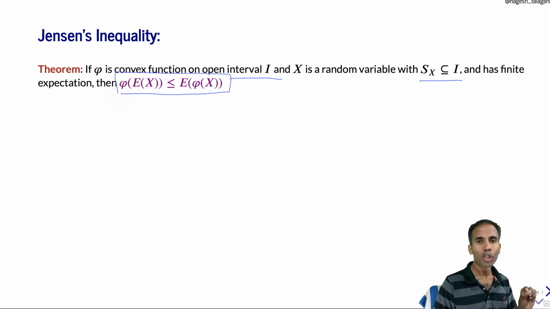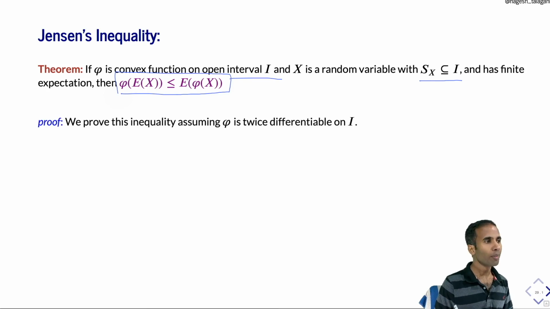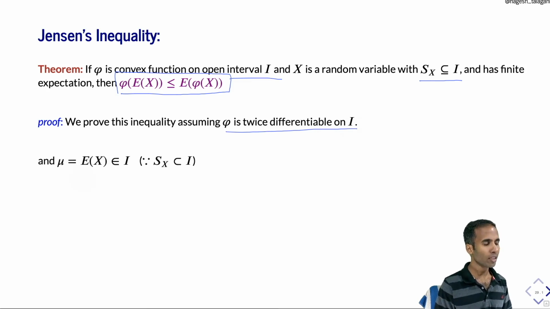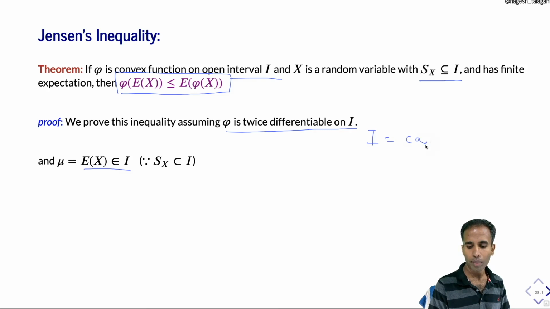We are going to prove this theorem in a special case, assuming phi is twice differentiable, so that it's going to be easy. Of course, in general this statement is true, but we will prove it in the special case. So we prove this inequality assuming phi is twice differentiable on I. First of all, we need to realize that this mu, the expectation of X, will be inside I. For example, if you think of I as the interval (a, b), as the support of X is contained in I, the random variable will be between a and b.